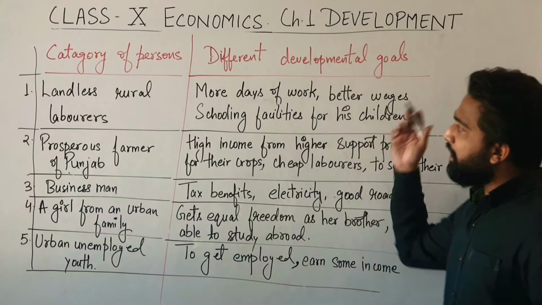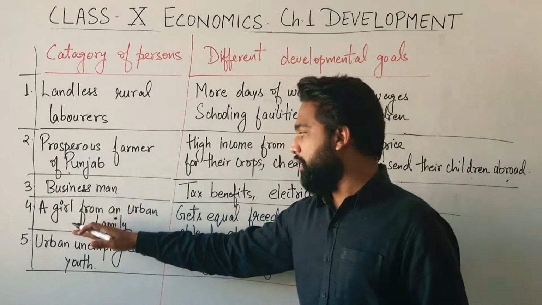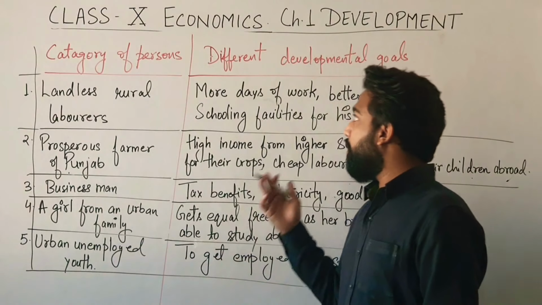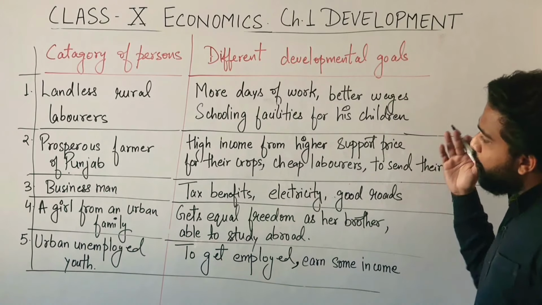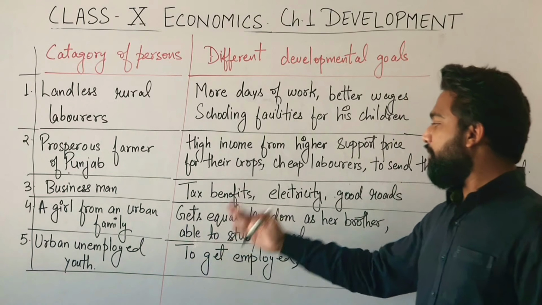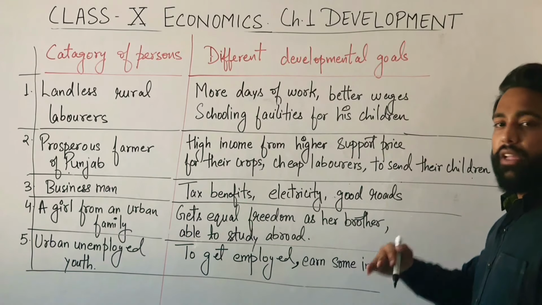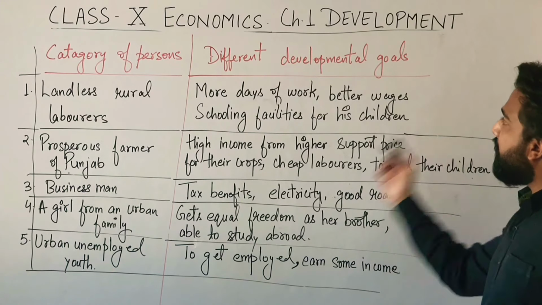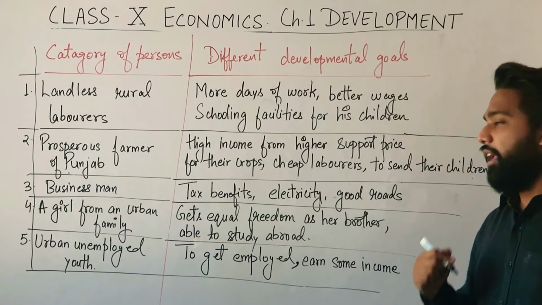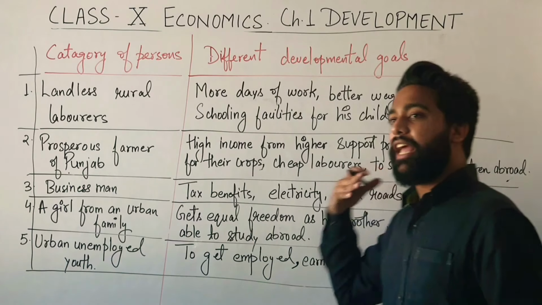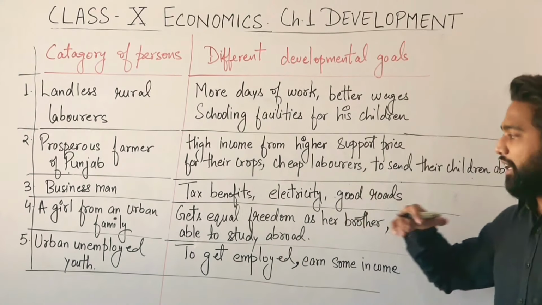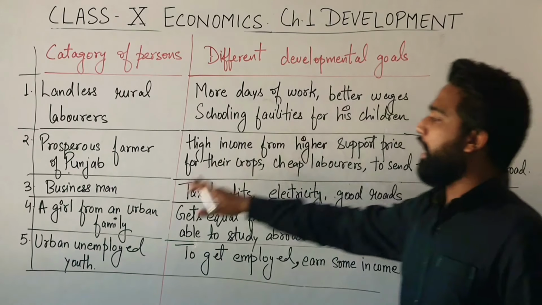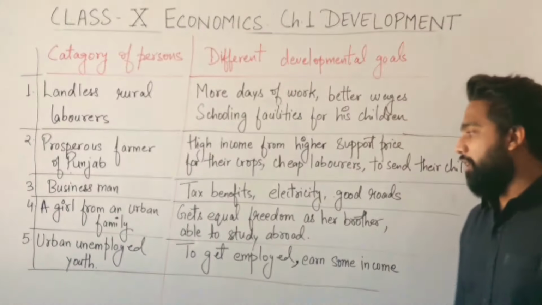Now let's come to the fourth category, which is a girl from an urban family. What will be the developmental goal for her? If she gets equal freedom and equal respect as her brother, then it will be a developmental goal for her. If she is able to study abroad, and if she is getting equal freedom like her brother, then it will be a developmental goal for that girl from an urban family.